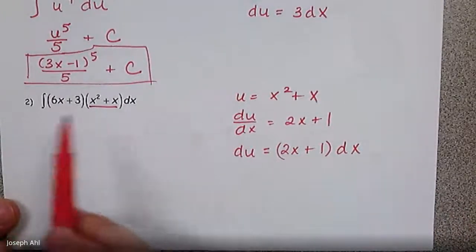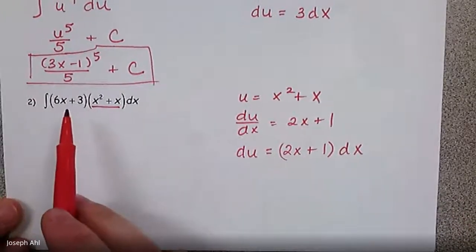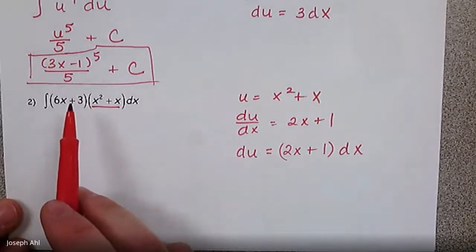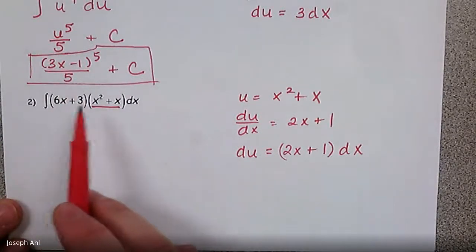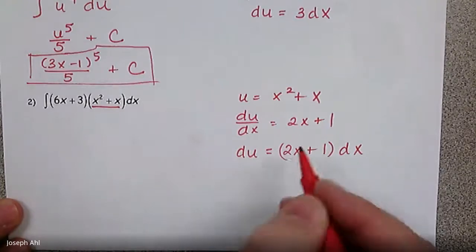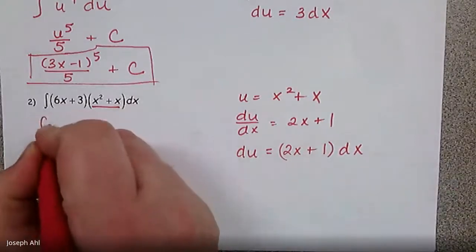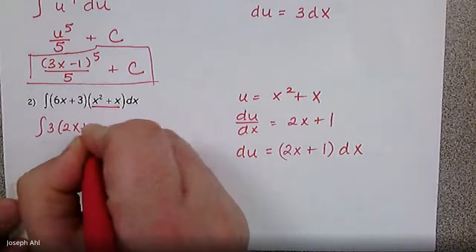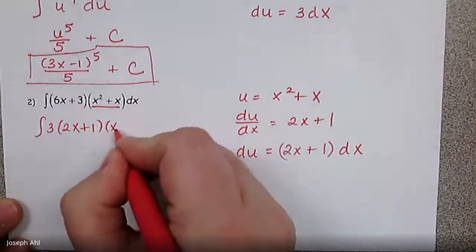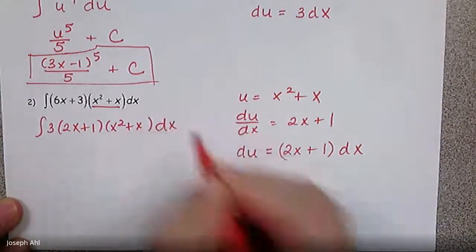So I don't quite see 2x plus 1 dx, but it's not that much of a jump to realize that 2x plus 1 times 3 is the quantity 6x plus 3. So if you want to sort of make these things look alike, you can take out a 3 as a GCF there and write 2x plus 1. And I'll leave this as x squared plus x dx for now.